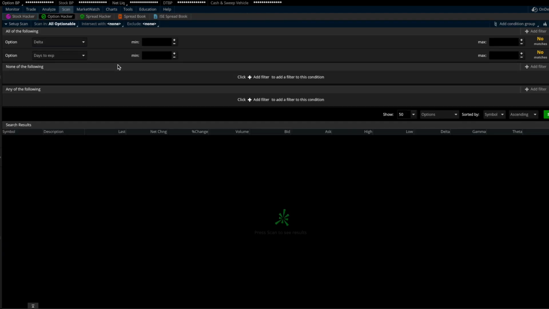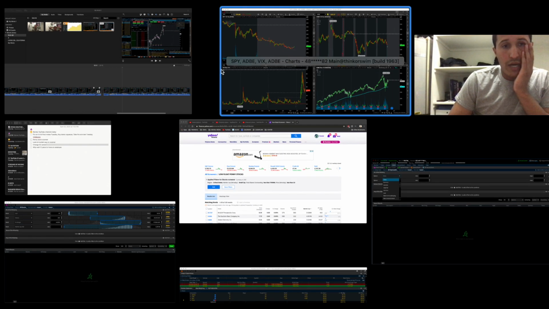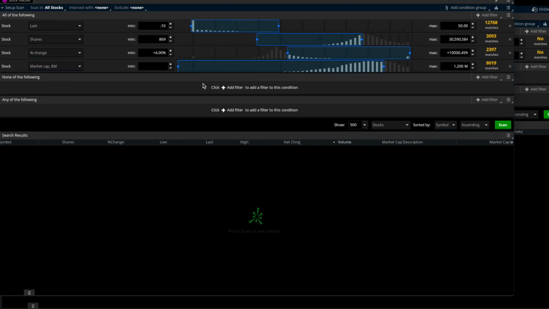This is one of those scanners, and you can edit and stuff like that. But let me show you the one I already have made. So the things I use: for stock, the last price I set to 0.10 to $50. The share size, a low number like 869, of course, there's not something like that, and then up to 30 million shares of stock for shares per stock.